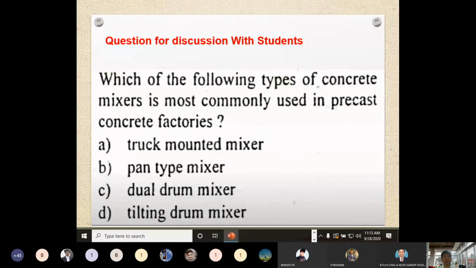So can you explain why the pan type mixer is used? Because you should give me some discussion on this. Your answer is correct, pan type mixers. Can you elaborate on why one should go for the pan type mixers? Hello? Earlier you have seen the theoretical portion in the video regarding the pan type mixers.